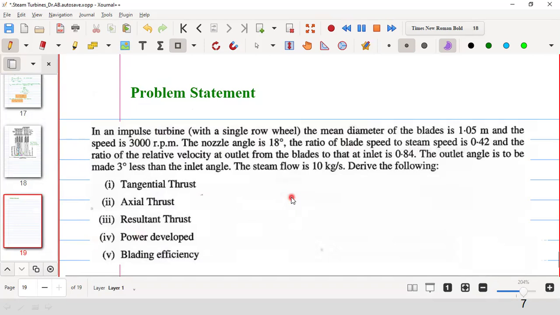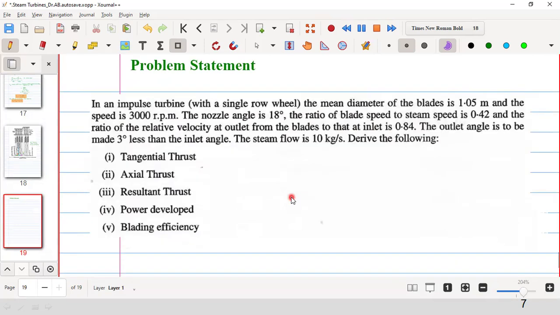Okay, here I have rewritten the problem statement. You can see, this is an impulse turbine with a single row wheel. Here we have basically one nozzle stage and another, the blade stage, a single blade stage. Single row wheel means basically one blade row only. Even if you consider a velocity compounded impulse turbine, there is a 2 row wheel, 3 row wheel, as we have studied. Here it is told that it is a single row wheel.